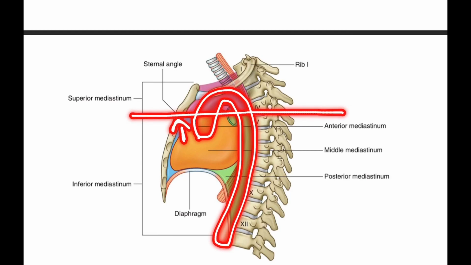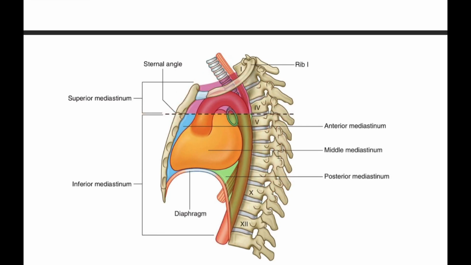So ascending aorta, arch of aorta, this is the descending aorta. The ascending aorta ends at this level, and from this ending begins the arch of aorta, and the arch of aorta ends at the same sternal angle. From the ending of the arch of aorta begins the descending aorta.